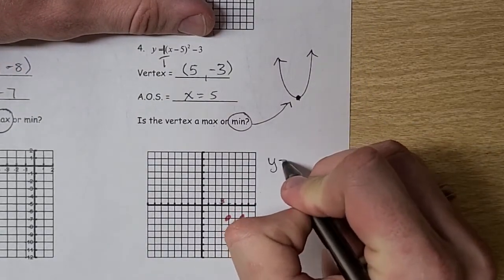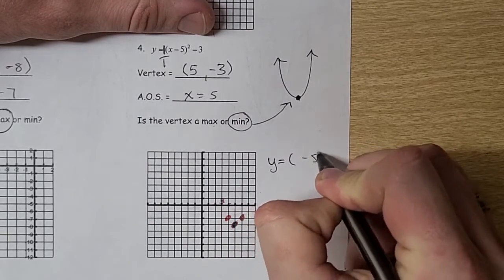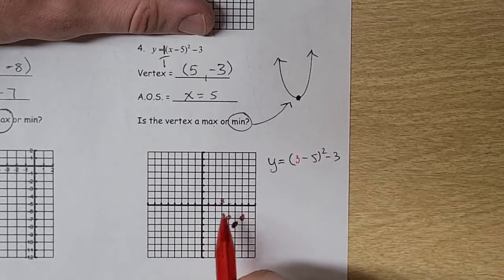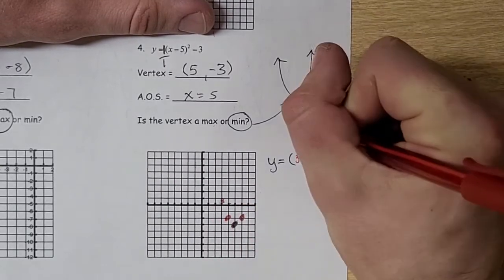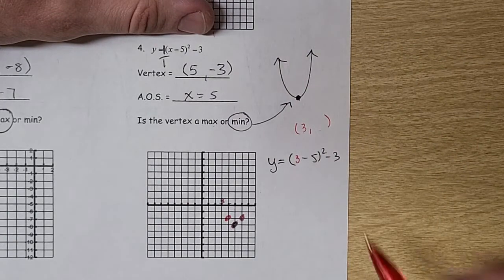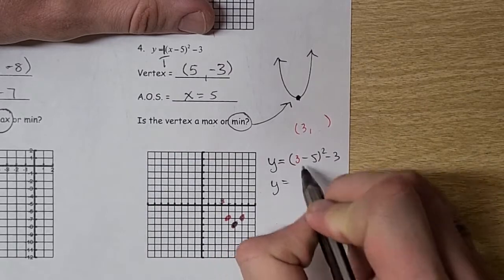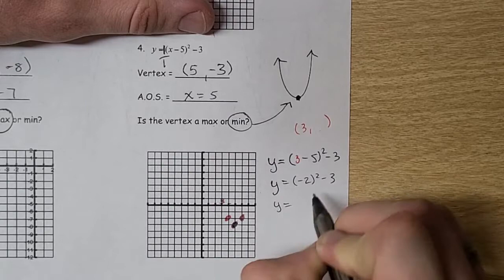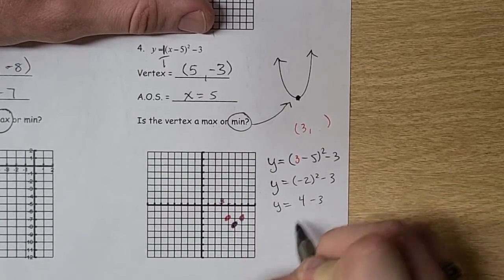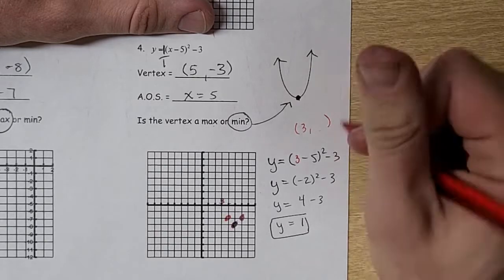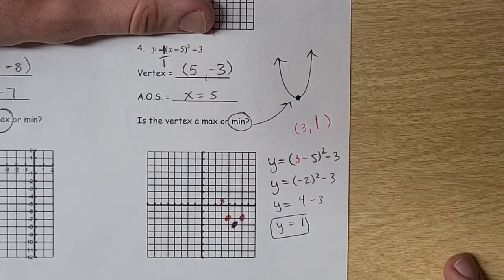I'm going to take y equals (x minus 5) squared minus 3, and I'm going to plug in 3. I'm plugging in this x value. My goal is to find a point, 3 comma something, right? So I'm going to plug in 3 and see what comes up. So 3 minus 5 is negative 2. Negative 2 squared is 4. And 4 minus 3 is 1. It means I just found a point, 3 comma 1.